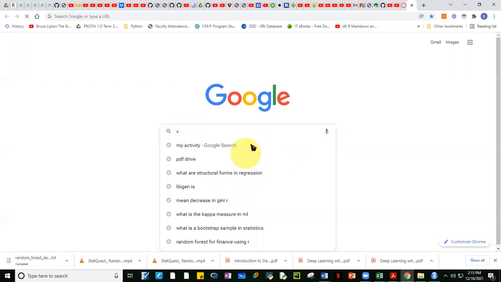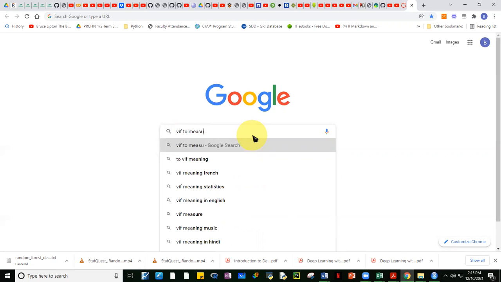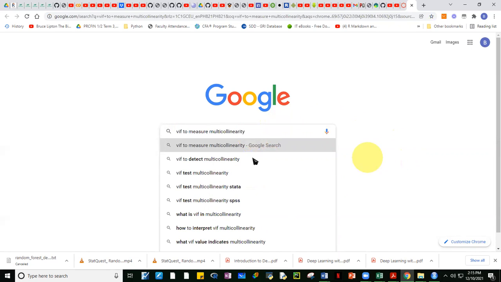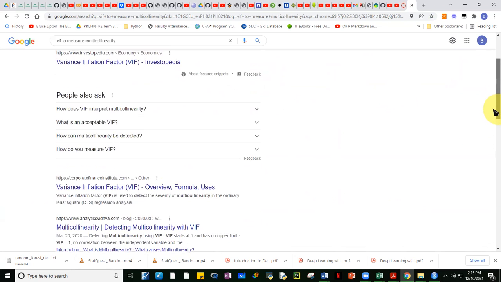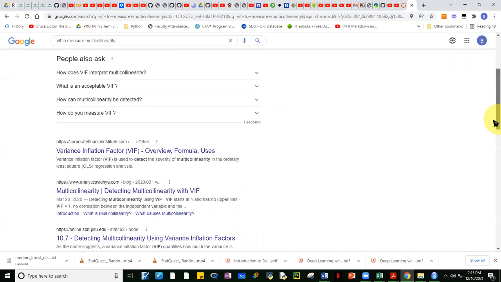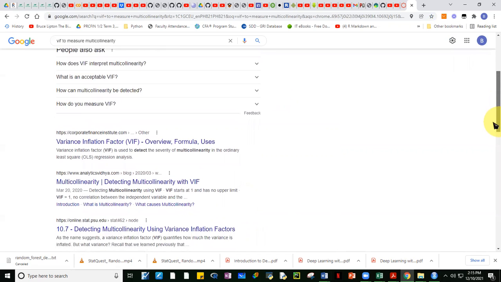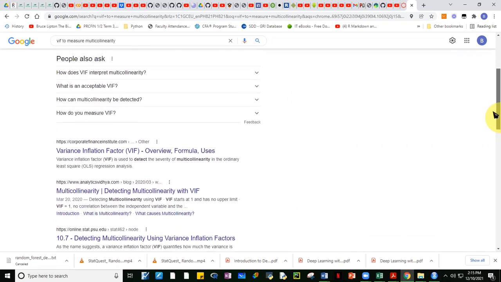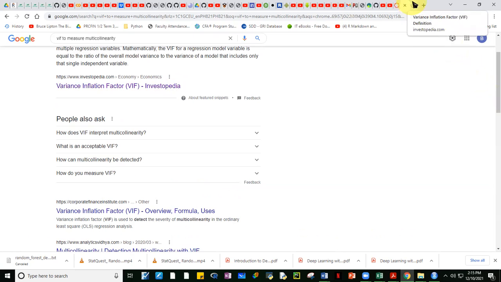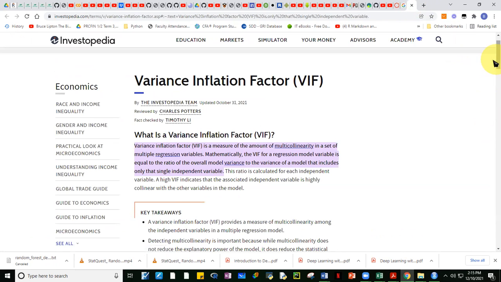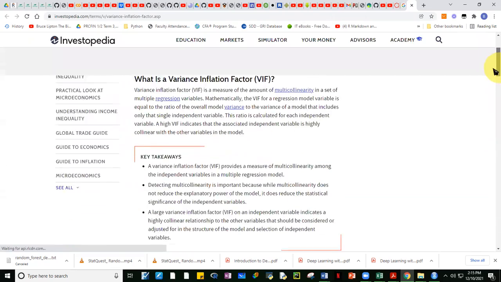VIF, to measure. Sorry, nakalimutan kong maglagay ng link. Okay, either we can use Analytics with Haya, or tingnan natin itong Investopedia. So what's the VIF, guys?